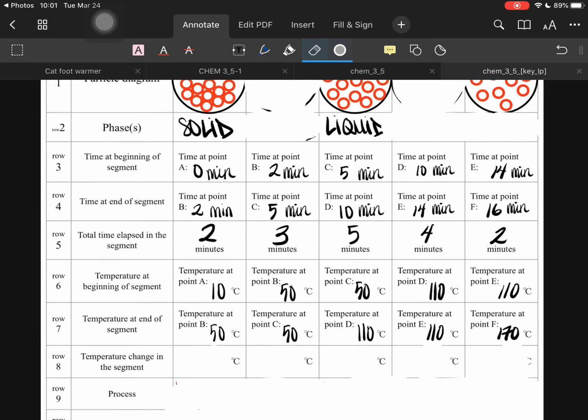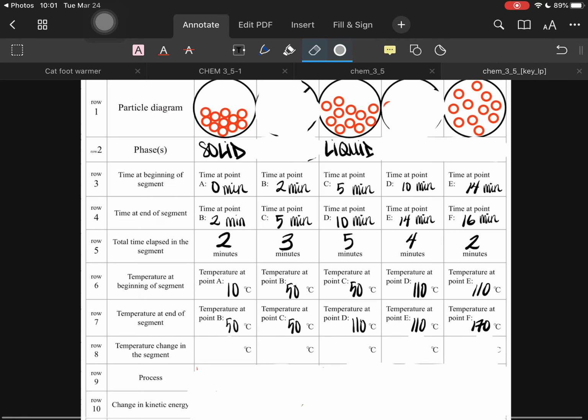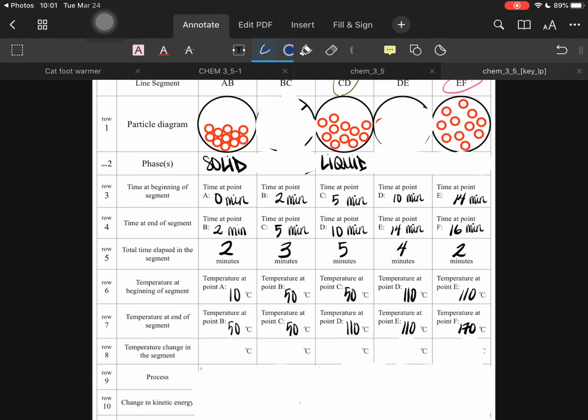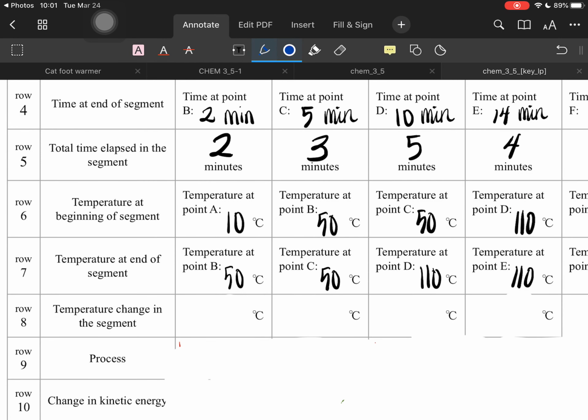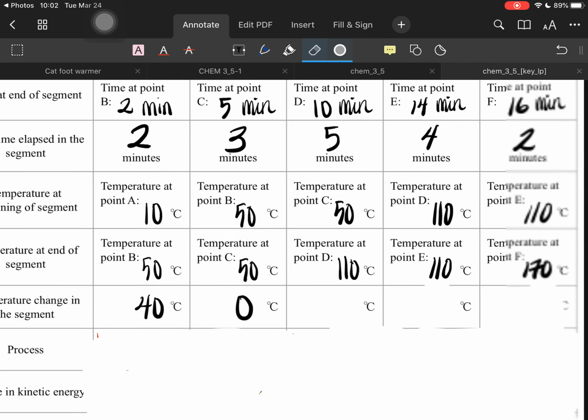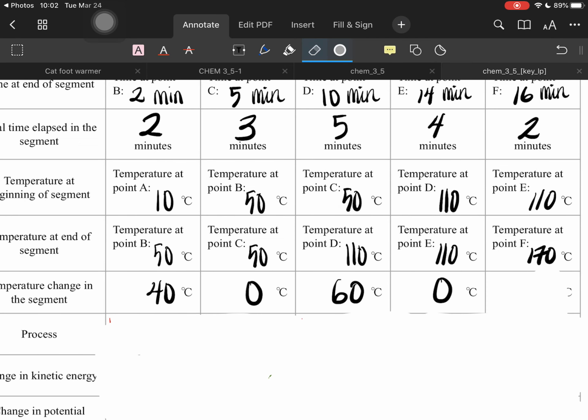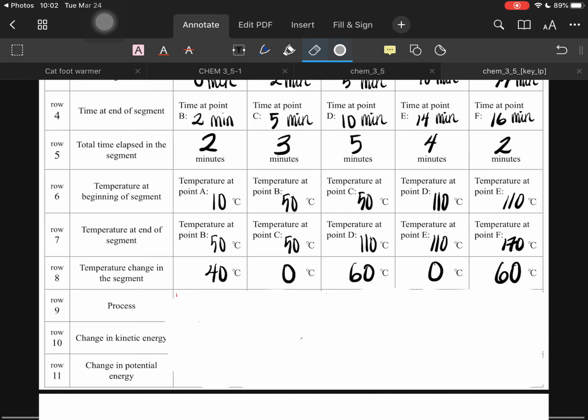Okay. Temperature change in the segment. So I'm looking at on line AB, right? What was the change in temperature? So I would go from 10 degrees to 50 degrees. The way I would find that is 50 minus 10, which is going to give me 40. Same with all the other ones, right? 50 degrees I started with, 50 degrees I ended with. What was the change in temperature? There was no change, right? 50 minus 50 is 0. Then we go and we do the same for the other ones.